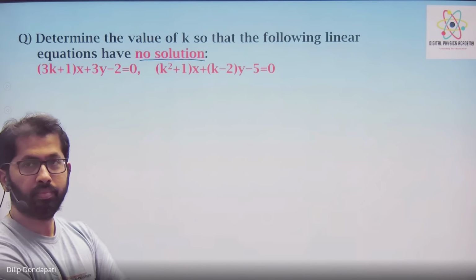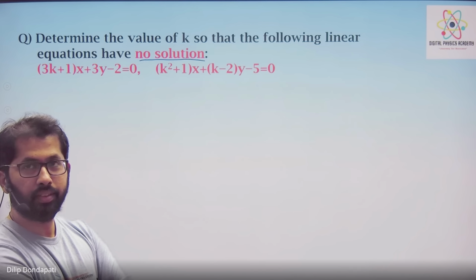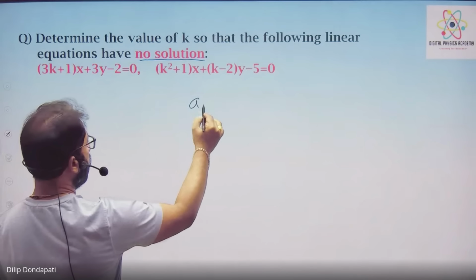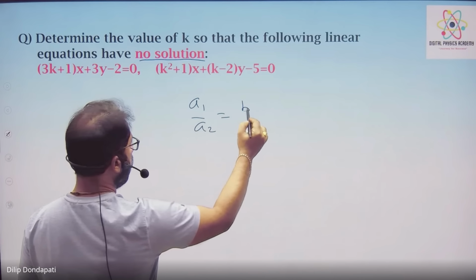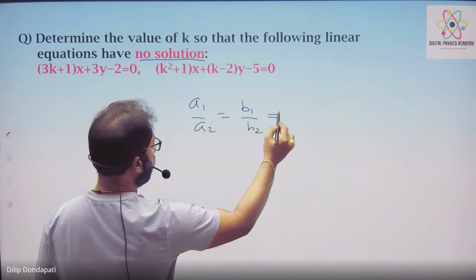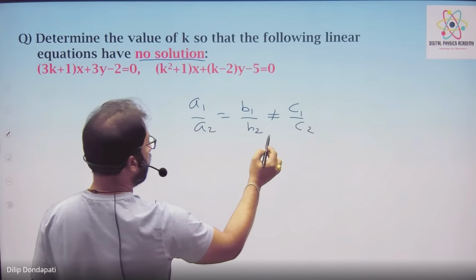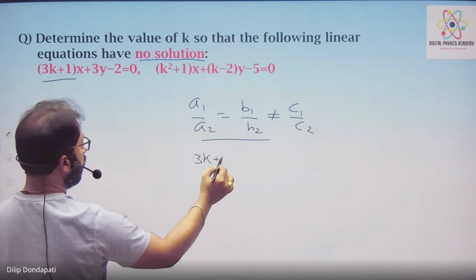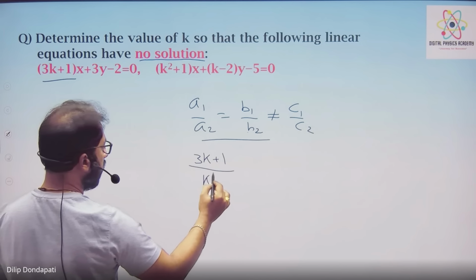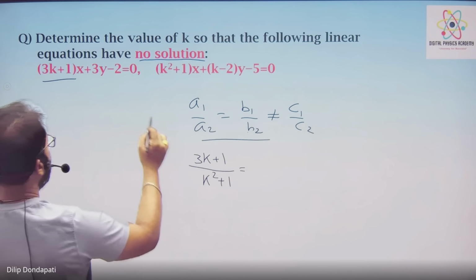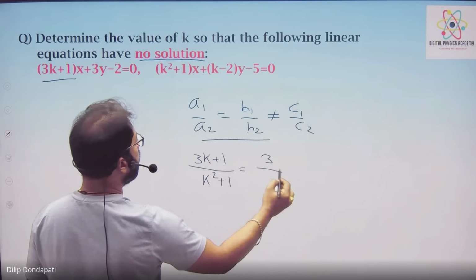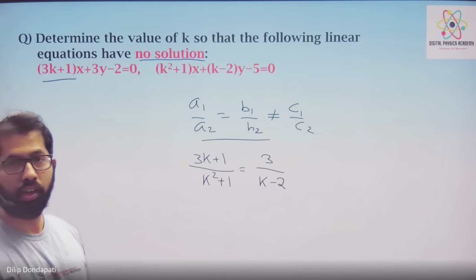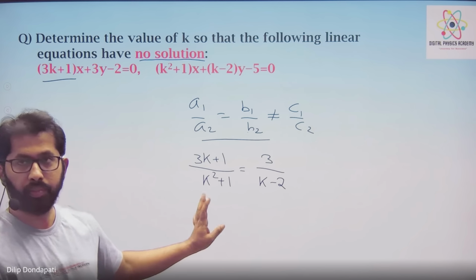So k is equal to -1. Yes, -1. Same condition, right? A1 by A2 is equal to B1 by B2, not equal to C1 by C2. Equate these two and it will be done. A1 is 3k plus 1 by A2 is k square plus 1 is equal to B1 is 3 by B2 is k minus 2. Done. If you cross multiply and solve, you will get k equal to -1 as the answer.